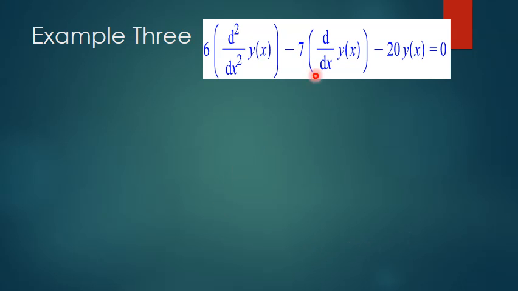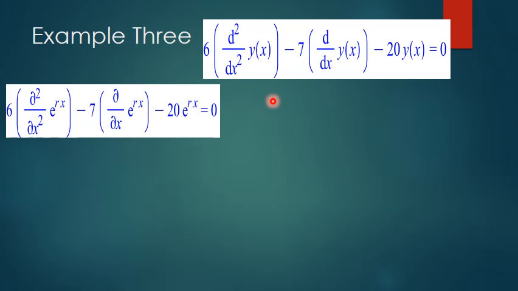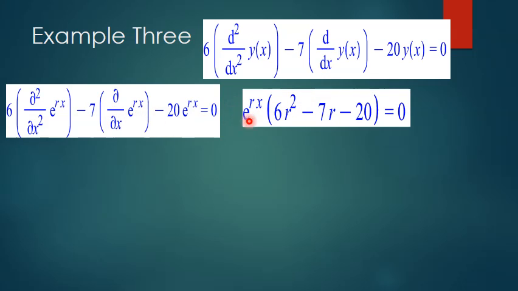Let's try another example. So here's a third differential equation right here. How do I solve that? Well, I plug in my generic solution, right? I take the second derivative of it. I take the first derivative. The second derivative is going to give me a factor of r squared out front. The first derivative is going to give me a factor of r. So I get this expression right here.